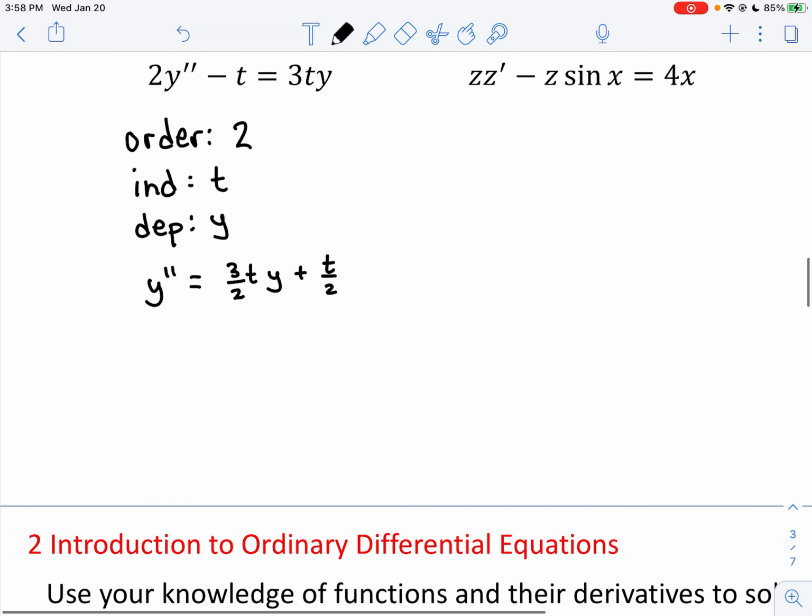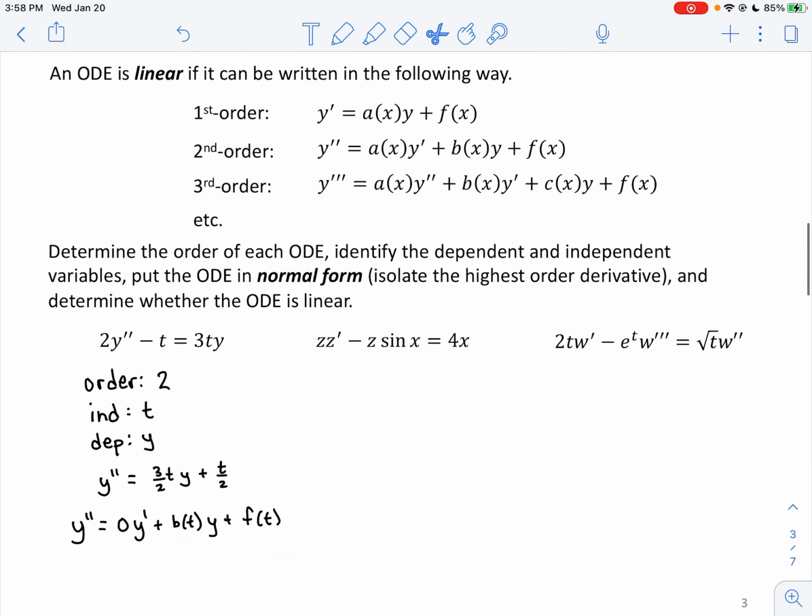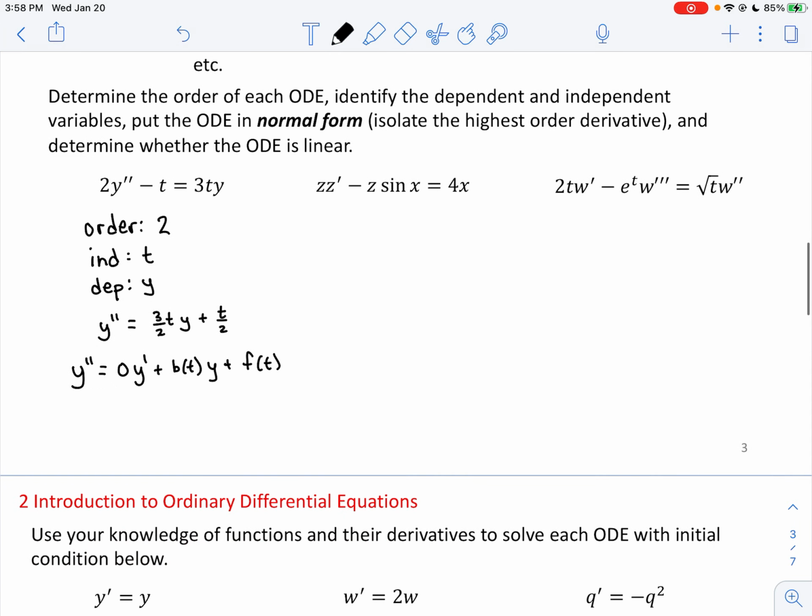All right, so if you really wanted to get to what this general structure looks like, you would say it's 0 y primes plus a function of t, I'm calling this the b of t, times y, and then plus a function of t at the end. And you can see we have this structure here, specifically where the a function is 0. Okay, so because it can be put into this form, we do have a linear differential equation.